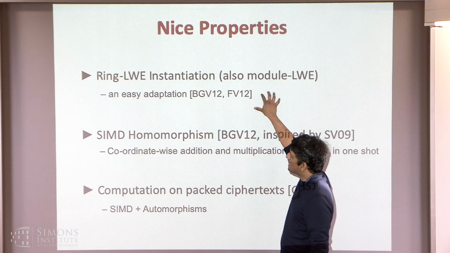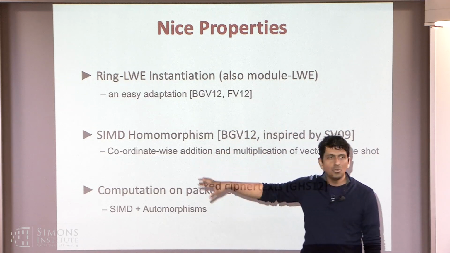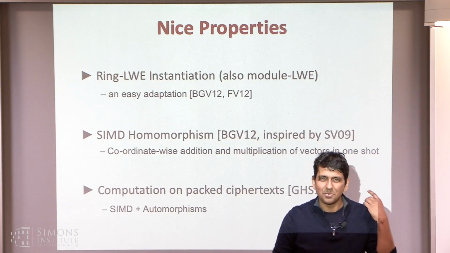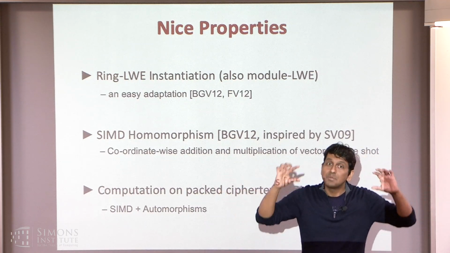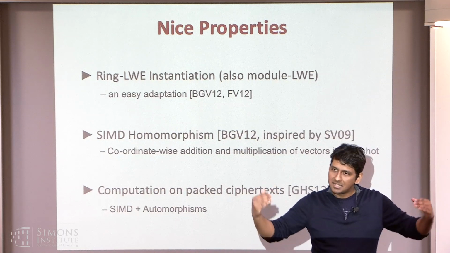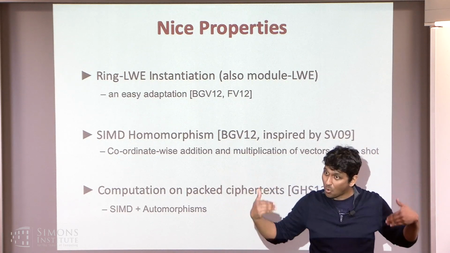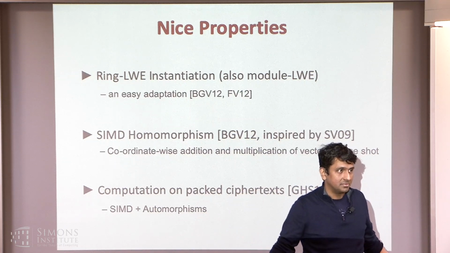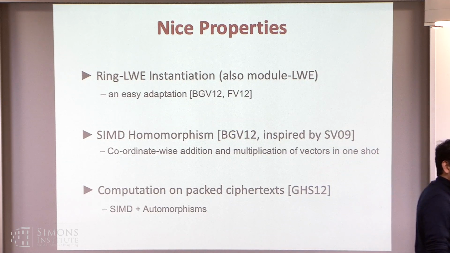And once you go to the ring setting, you can actually do SIMD computations. In other words, you don't need to encrypt one bit, which is what we did. You can encrypt a sequence of bits or a sequence of numbers. And then you can add a vector of numbers, and you can coordinate-wise add and multiply these things just in one shot. Just fantastic, really. In one shot, you get n operations.